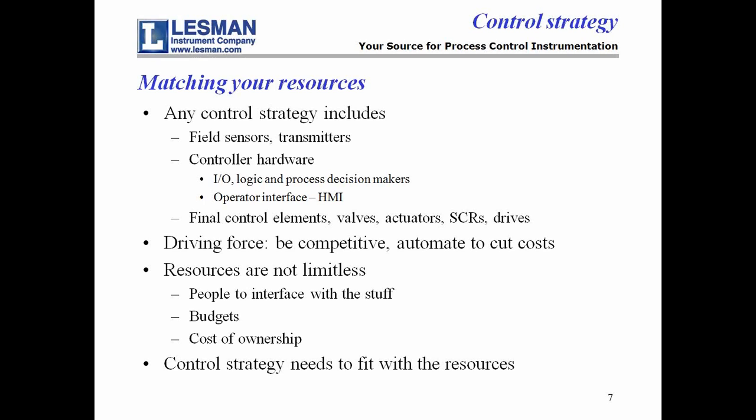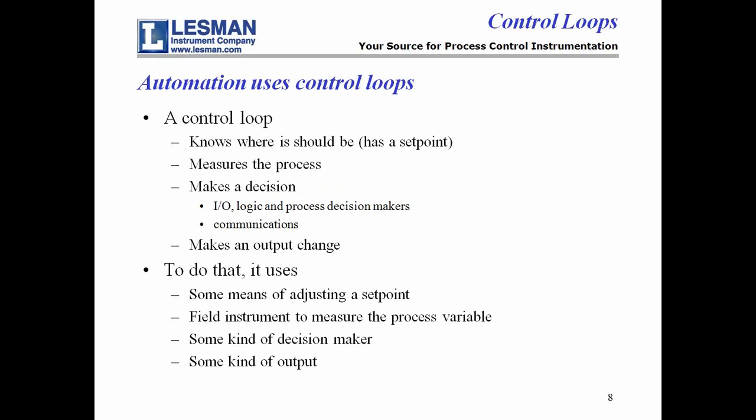So let's start at the basic control loop concept, because that's what we're doing throughout automation. A control loop is something that you've got to control to a given condition, a set point. The control loop has to measure the process, it has to make a decision, and it has to create an output change. That's what control is.